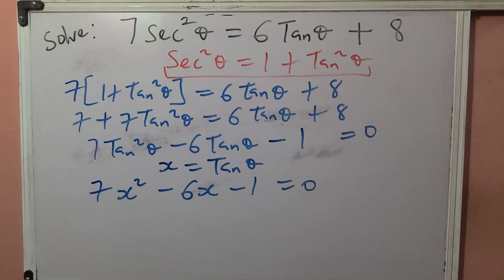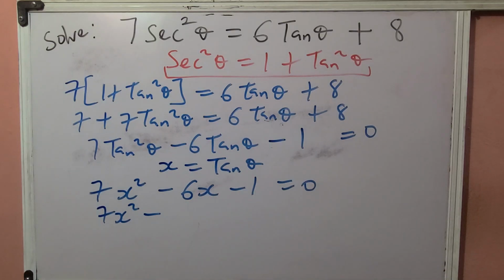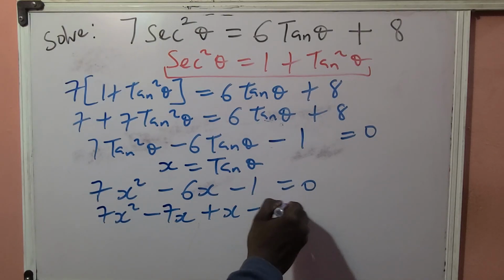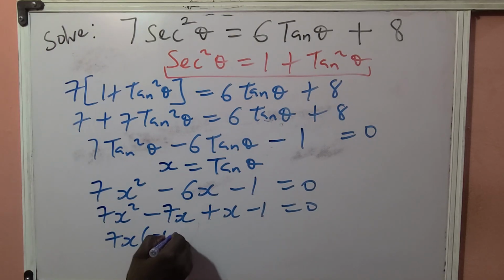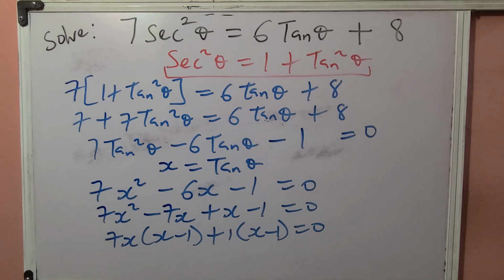If we want to solve this for x, we have several methods, but what we'll be using is the factorization method. To factorize this, all you need to do is to find factors that work for this equation. Those factors will be 7 and 1, minus 7 and 1. So minus 7x plus x is actually the factor we'll be using. So finding this, we'll have 7x into x minus 1 plus 1 into x minus 1 equals 0. What we have here is 7x plus 1 equals 0 or x minus 1 equals 0.